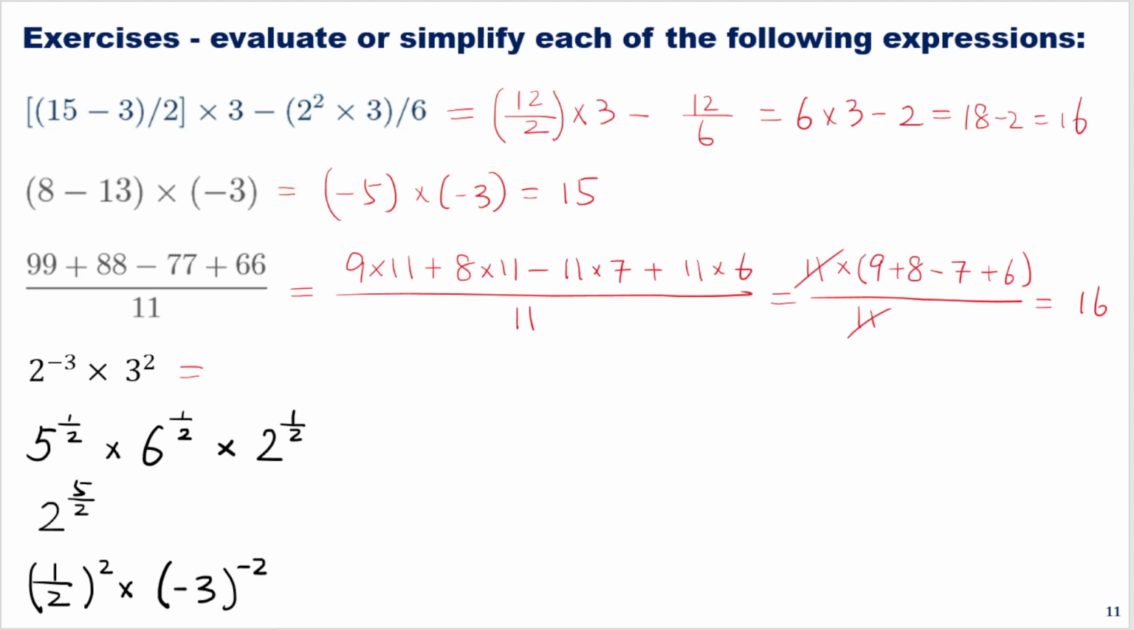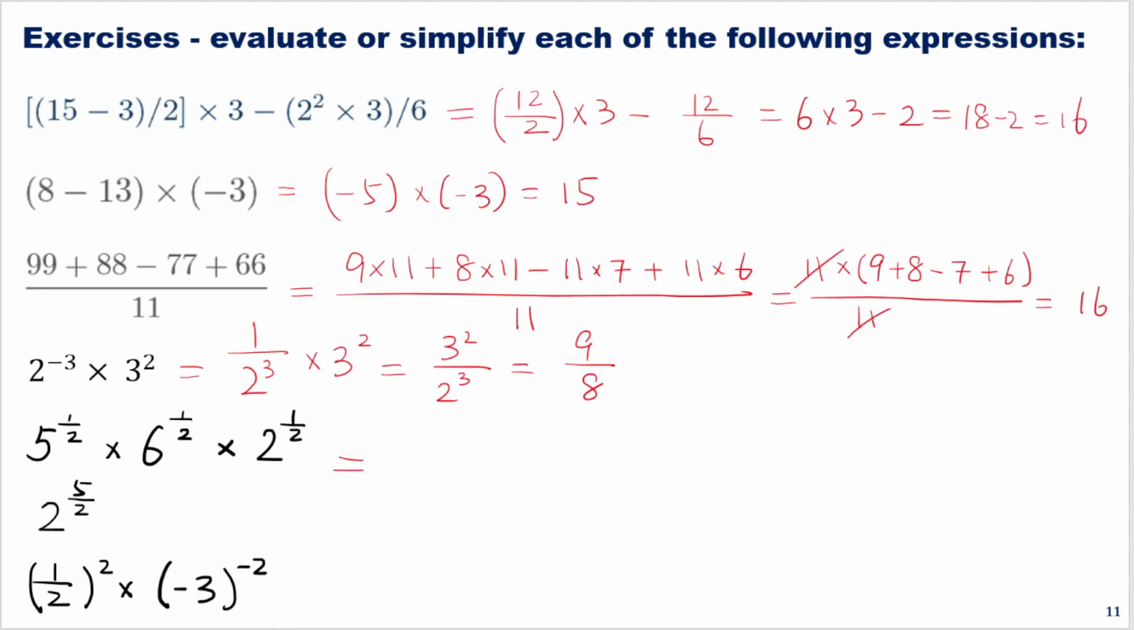And next, 2 to the power of negative 3 is actually 1 over 2 to the power of 3. Then times 2 to the power of 2. This gives us 3 to the power of 2 over 2 to the power of 3. This is 9 over 8, right? You follow me?